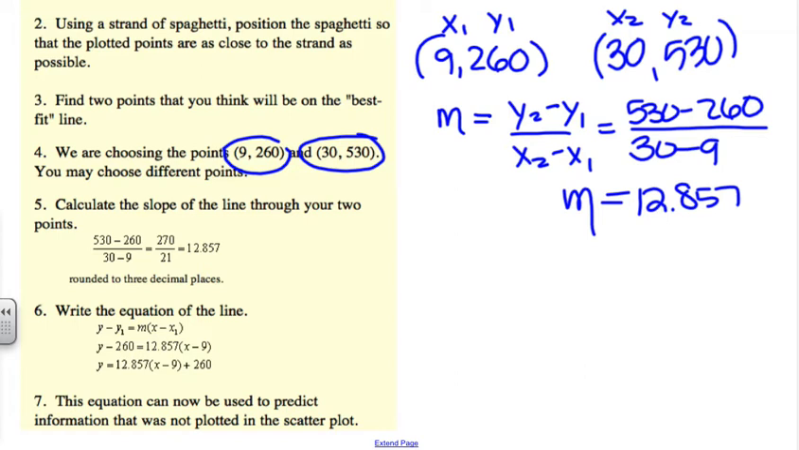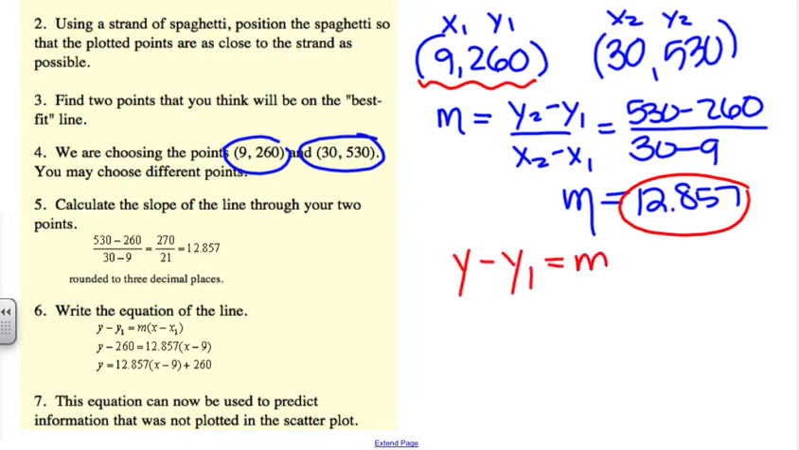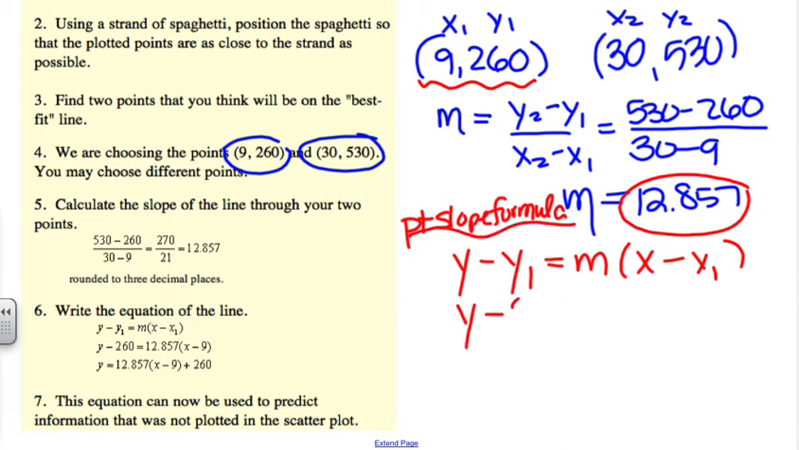Then what we want to do is go ahead and plug in a point. It doesn't matter which one. I'm just going to choose this one and my slope and plug it into the point slope formula. So y minus y sub 1 equals m times x minus x sub 1. This is the point slope formula that you learned in Algebra 1. Okay, so we go ahead and plug that information in. y minus y sub 1 equals 12.857 times x minus x sub 1.